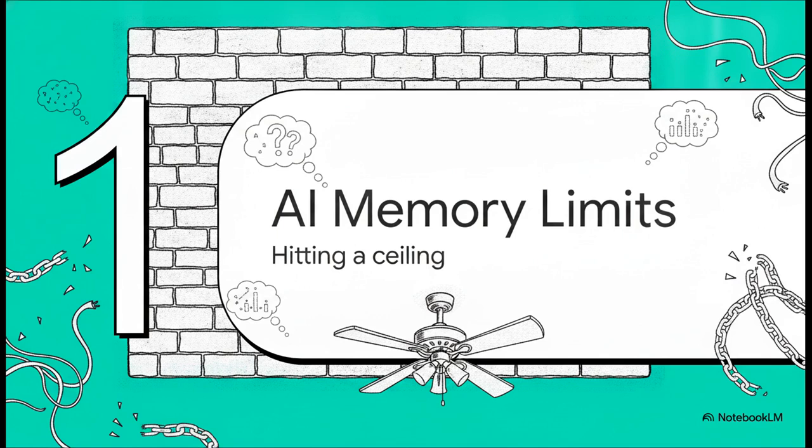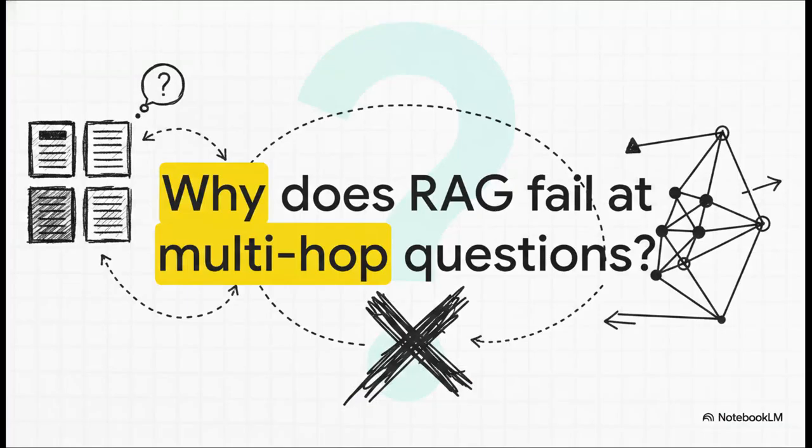Section 1. The limits of AI memory, where standard retrieval hits a ceiling. If you're a developer or a system architect building agentic AI right now, I guarantee you're already feeling this exact pain point. So here's the big question. Why is RAG failing at complex, multi-hop questions?